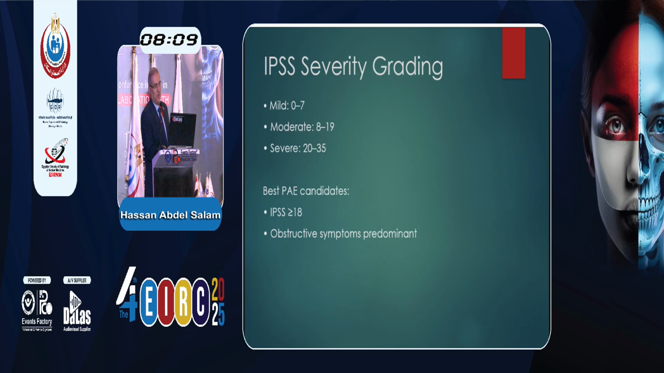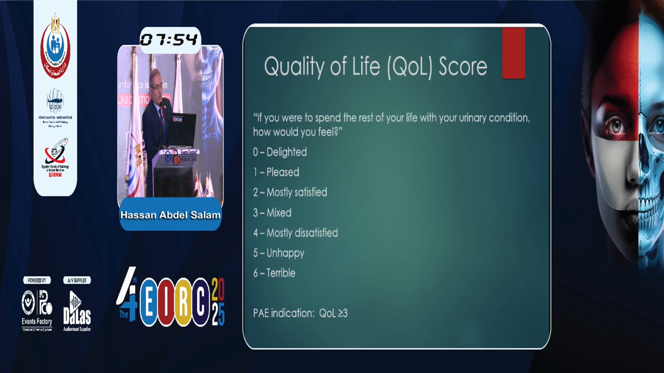Ideally, you should select the moderate to severe patients for prostatic artery embolization so you can get the best outcome, and obstructive symptoms rather than irritative symptoms. Also, we do the quality of life score, and it's just one question: if you were to spend the rest of your life with these symptoms, how would you feel? And the answers are between 0 and 6, starting with delighted to terrible, and of course we do the indication if the score is 3 or above.